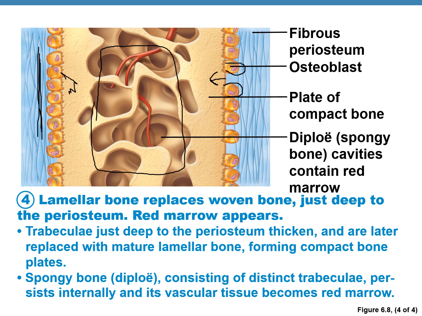So trabeculae in this area, deep to periosteum, are replaced with mature lamellar bone, forming compact bone plates. And we end up with compact bone on the surface and spongy bone inside. And the vascular tissue inside the spongy bone becomes red bone marrow. So this vascular tissue, right over here, became red bone marrow.